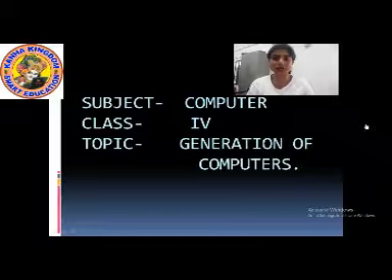What were the generations of computers? Students, there were 5 generations of computers. In these 5 generations, different kinds of computers were invented by different scientists and inventors. So now we will move to the generations of computers. First, let me tell you the contents of this topic.